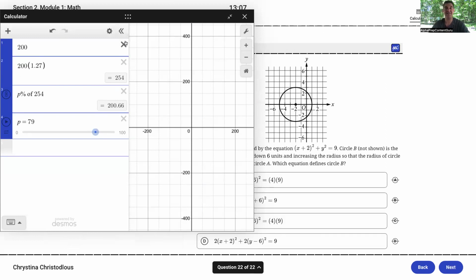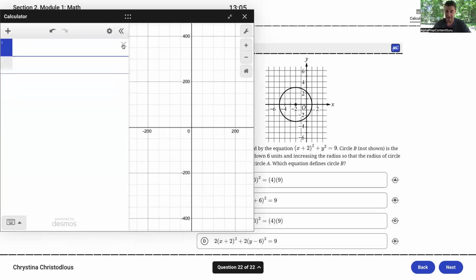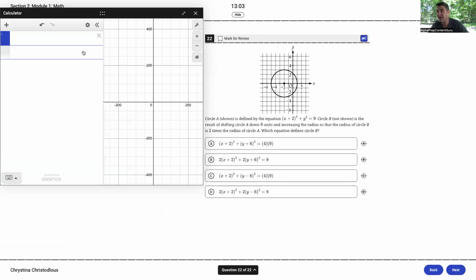Last question, student hasn't signed on yet. Gotta love it. Record time. All right, we have this circle right here. They give us the equation. So I'm going to put the equation in because I think it's so cool that you can just put the equation of a circle in. Then I'm going to say equals 9. And then I'm going to look for it.